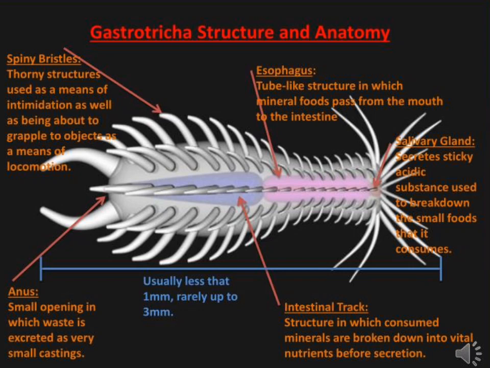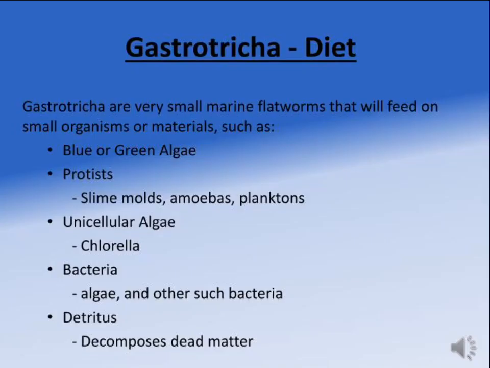Fourth is the anus, a small opening in which waste is excreted as very small castings. Fifth is the intestinal tract, a structure in which consumed food is broken down into vital nutrients before excretion. The length of this gastrotricha is usually less than 1 millimeter, or rarely up to 3 millimeters.